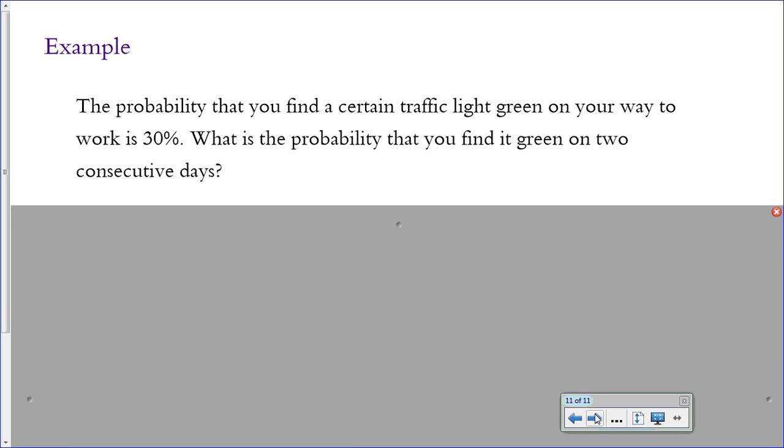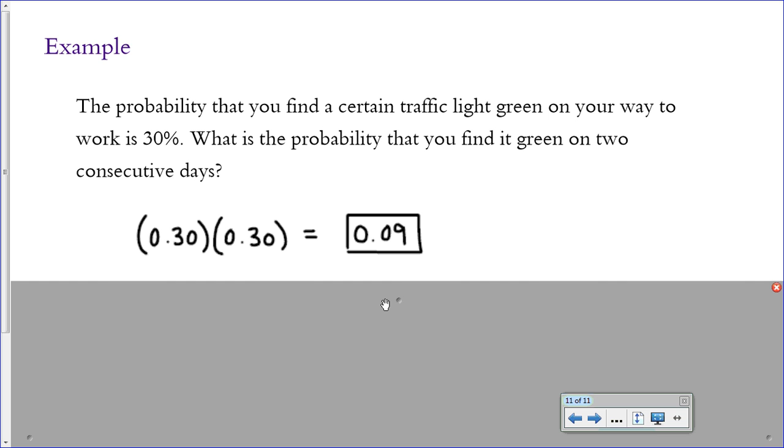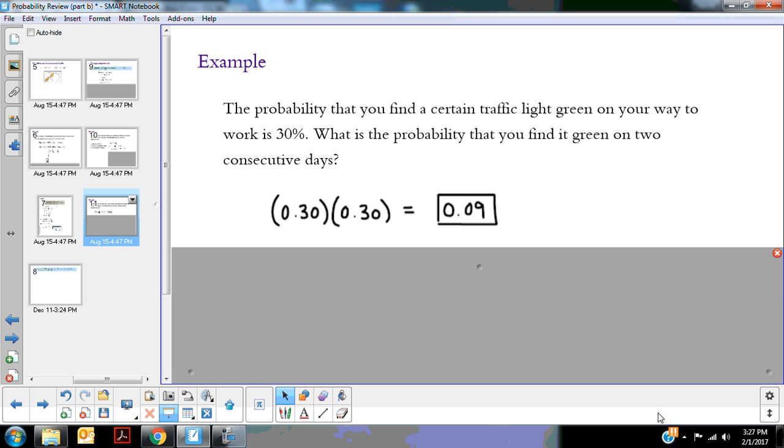And then one more simple independent events question. Probability that you find a certain traffic light green on your way to work is 30%. No matter the day, 30% of the time, the light's going to be green. So what's the probability that you find it green on 2 consecutive days? Well, if it was green today, has no effect on what's going to happen tomorrow, right? Those are independent events. So I can just straight multiply the probability. So probability of today is 0.3, probability tomorrow would be 0.3. I can multiply those together and figure out that the probability of getting it 2 days in a row is going to be 0.09. And that is all.